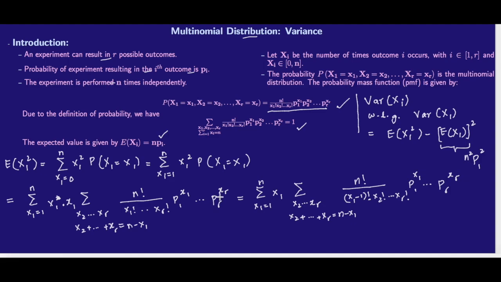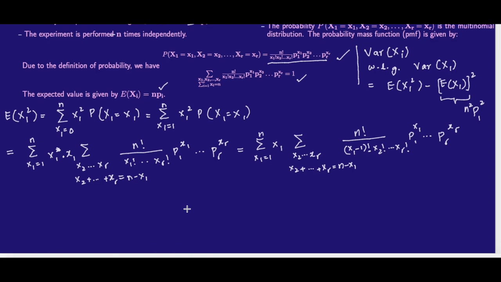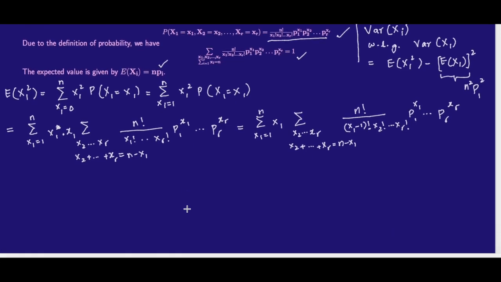Then I have to make a change of variables. Let x1 prime equal x1 minus 1, which means that x1 is equal to x1 prime plus 1. And if x1 goes from 1 to n, my x1 prime will go from 0 to n minus 1.